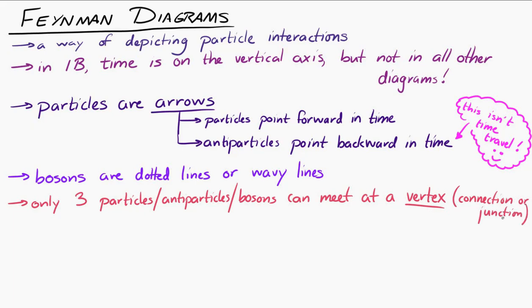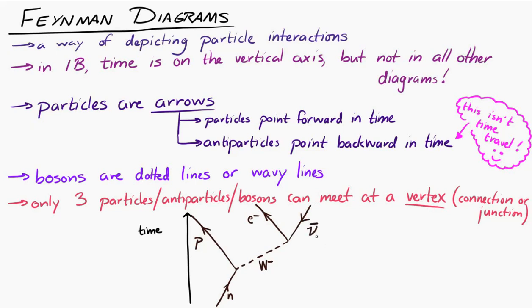Now, I'm going to show you an example of a Feynman diagram, and we're going to have time going along the vertical axis. So we start out with a neutron, and I'm going to draw a vertex here. And at this vertex, the neutron is going to split into a proton and a W- boson. Notice that the W- boson is going to be represented with a dotted line. Then the W- boson is going to go off, and at a vertex here, the W- is going to become an electron and an antineutrino.